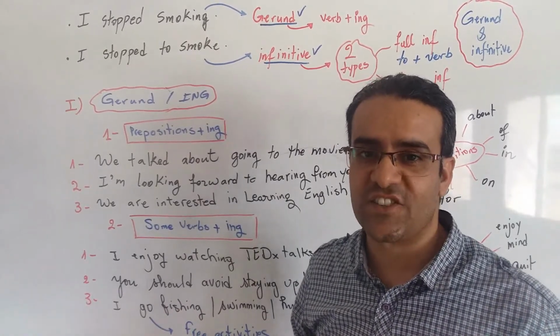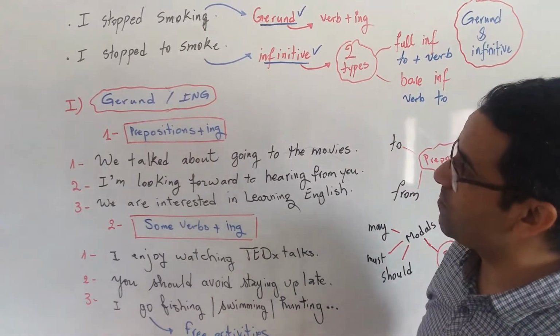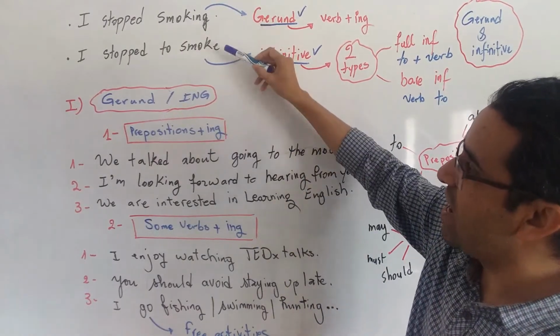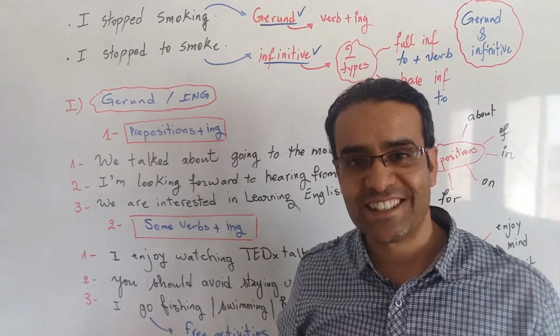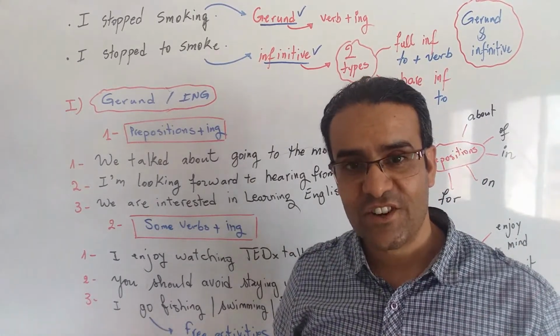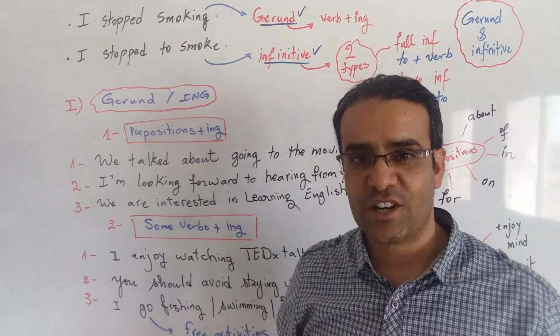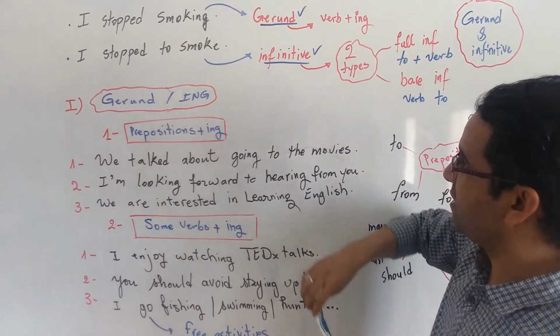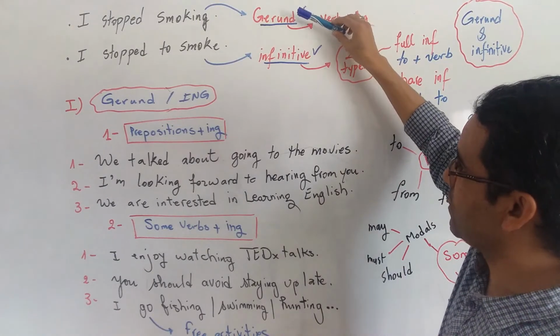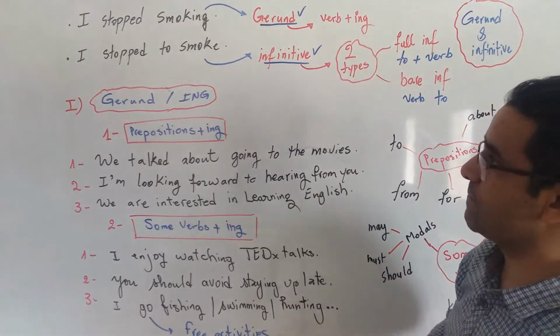Let's read it and see. I stopped smoking. I stopped to smoke. What's the difference? Is it the same or is it different? We're going to find out in a minute. Meanwhile, let's have a look at what we mean by gerund and what we mean by infinitive.